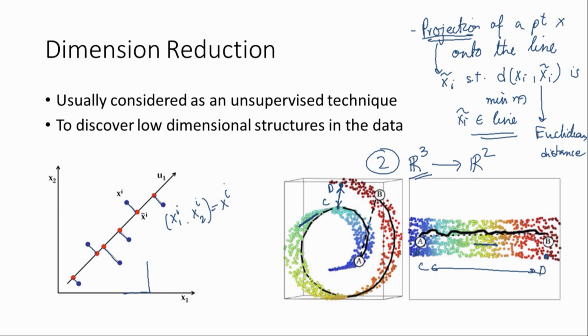But in some sense, what will be preserved is the local distance structure. That for every point, if you look at all the points in its neighborhood, if you take a small ball and look at all the points in it, all those pairwise distances will be preserved here. So this is a notion of local dimensionality reduction, and there are many such variants.